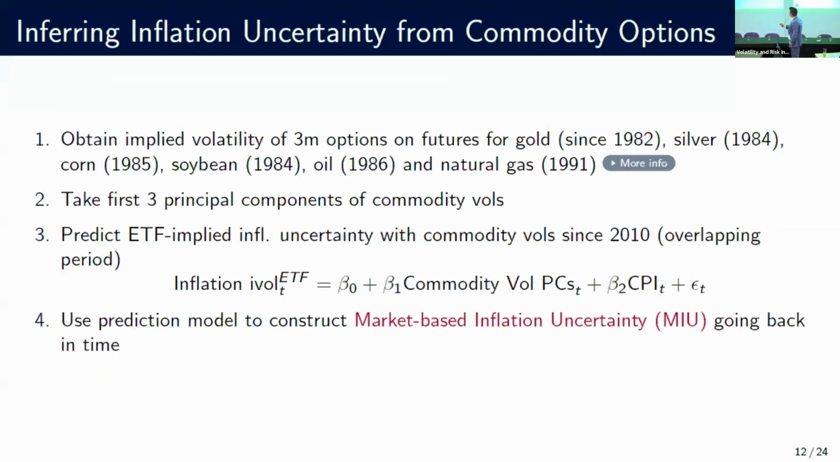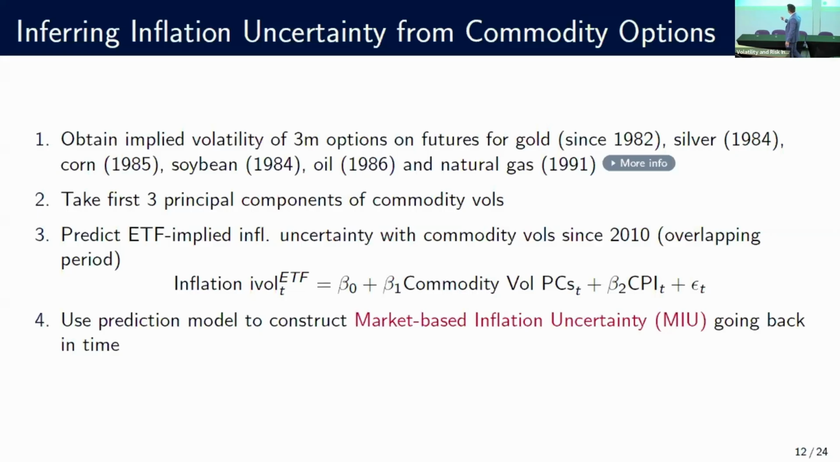Okay, now we have to do one more step, because that will allow us to go further back in time. So for that, we're using commodity option volatility. So we're taking the first three principal components of all commodity price volatilities for 6 commodities: gold, silver, corn, soybean, oil, and natural gas. The advantage of that is that these commodity markets have been around for quite some time, so we can get more historical data. And then we run a simple predictive model where we're just predicting the inflation implied volatility observed in the ETFs.